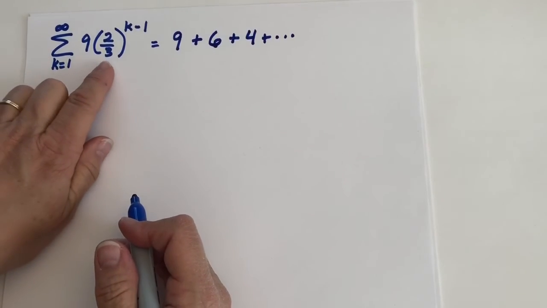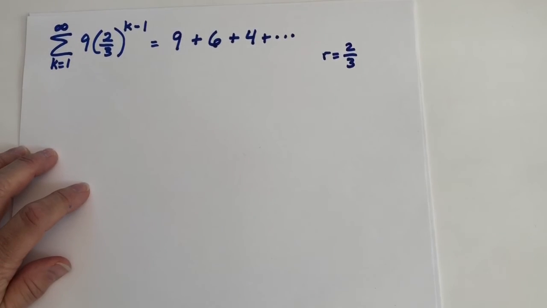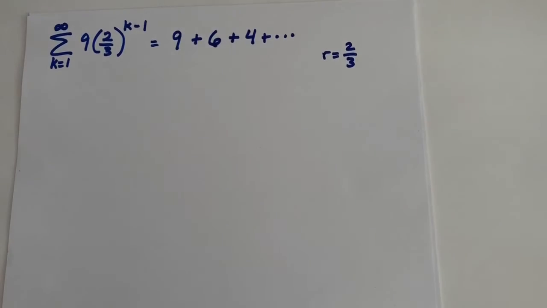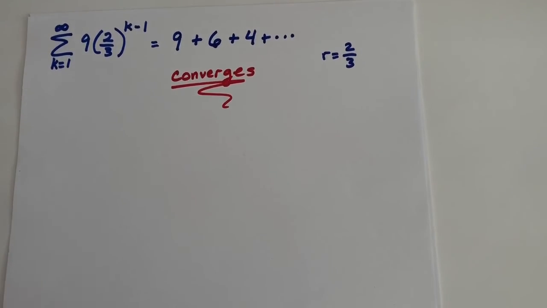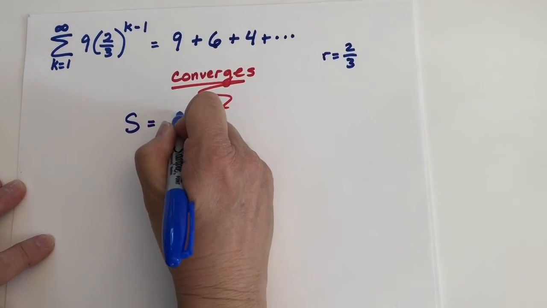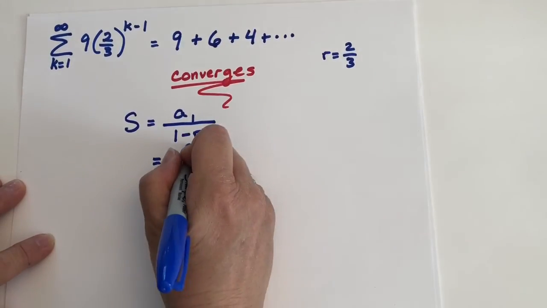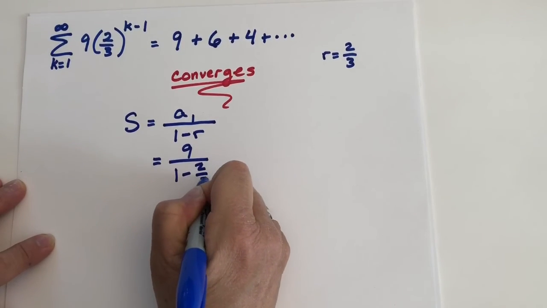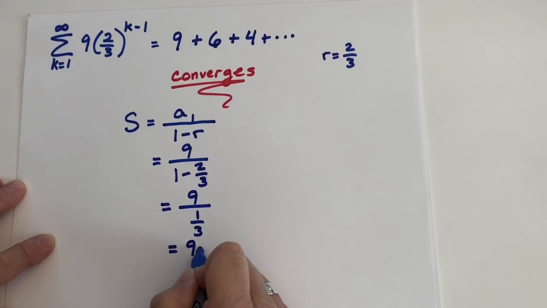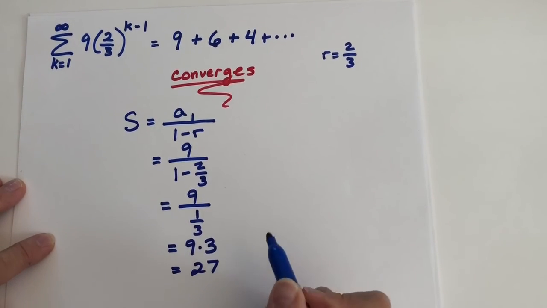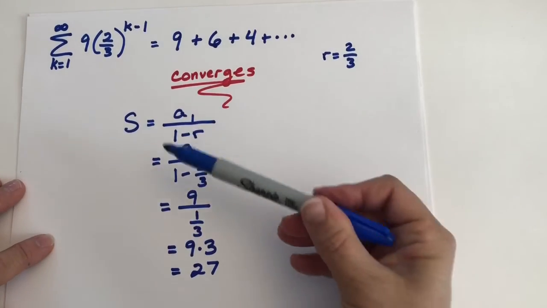But notice on this one, our r value is looking at us right here. r equals 2/3. 2/3 is definitely between -1 and 1. So we can say that this series converges. And because it converges, that means we should be able to find the sum. The sum, remember, is the first term divided by 1 minus r. So my first term is 9. Divide by 1 minus r. So I have 9 divided by 1/3, which we know is equal to 9 times 3, or 27. So as you add these terms, the sum will get ever closer to 27, and we say in this infinite case that the sum equals 27.